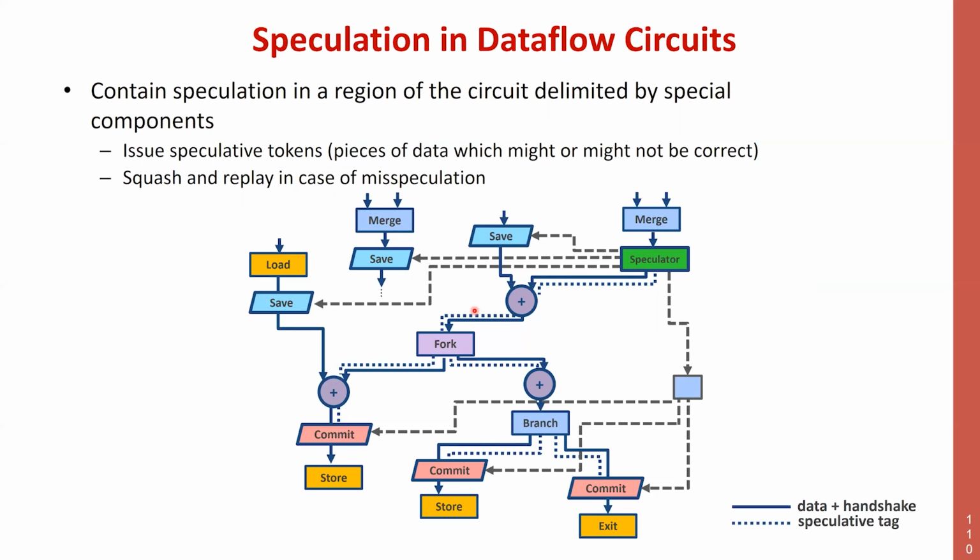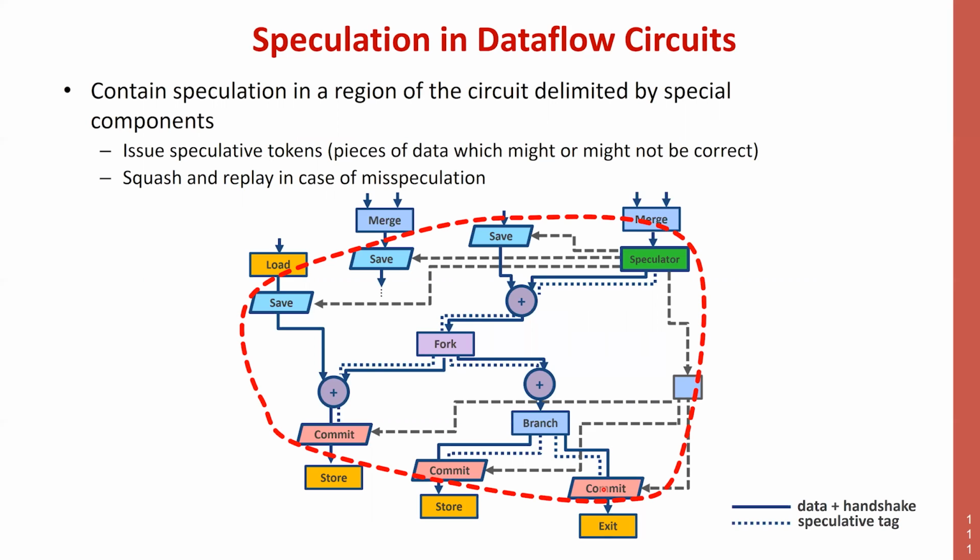And all this is controlled by the speculator that takes the initiative of sending tokens that may be wrong. Therefore, when it sends one, it tells all the save units, look, keep your token because maybe we need it again. And when it is finished, it needs to tell the commit units, throw away the token because I made a mistake, or keep the token and send it forward because it was a good speculation.